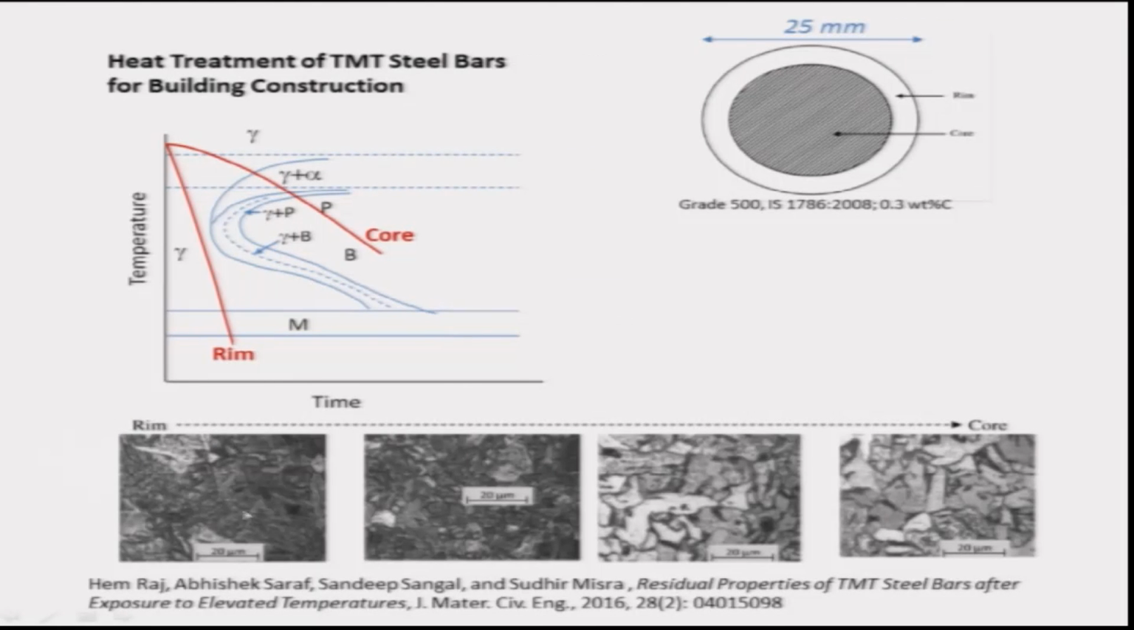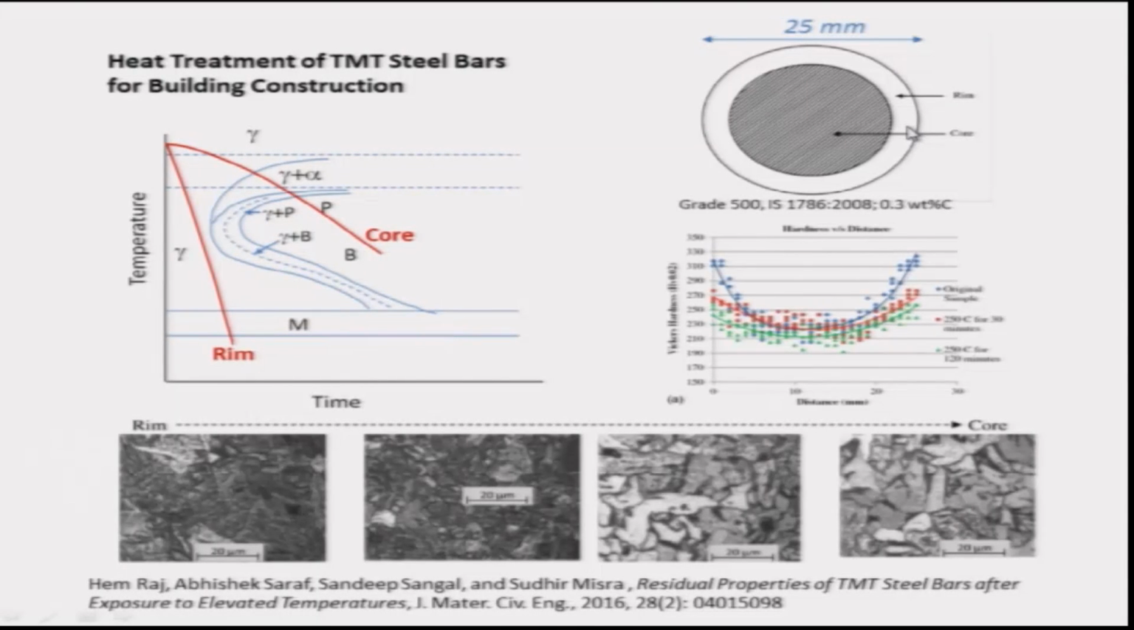Right at the rim, it is a martensitic structure, and towards the core it is a ferrite pearlite structure. As a result, you have a hard surface outside and a soft core inside, and if you measure the hardness right from the rim to the core, this is the kind of hardness data you will see. Just look at the blue curve, and ignore the other curves because those are drawn for other treatments.